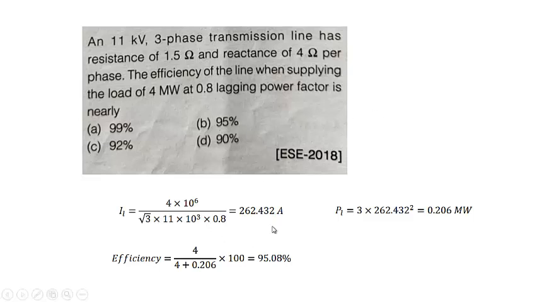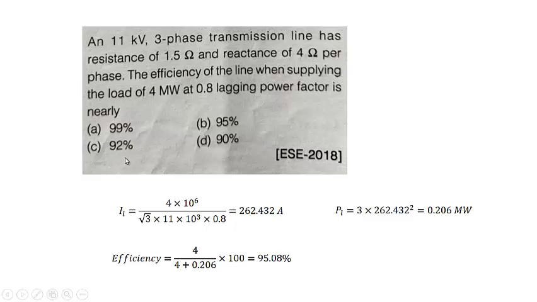Actually there is a slight modification. Please try to multiply here by 1.5. So these losses come out to be 0.31 megawatt. You can see here I have forgotten to multiply this resistance. When you add 0.31, it doesn't come as 95, it comes out to be 92%. Please try to correct it.